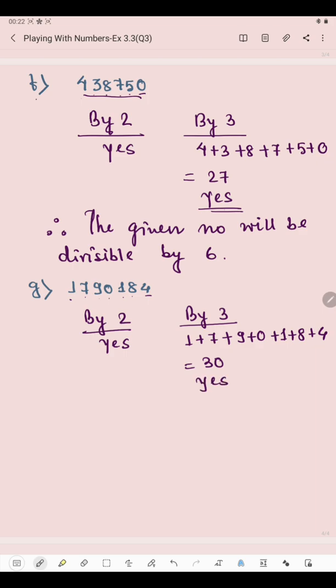So we'll write yes. So that means since it is divisible by 2 as well as 3, the given number will be divisible by 6.